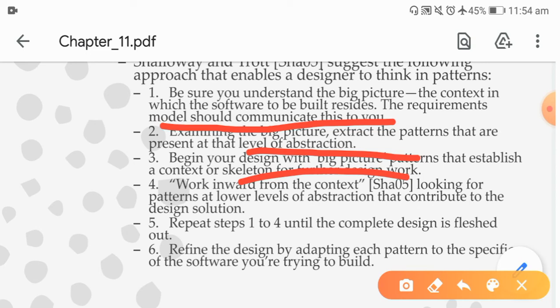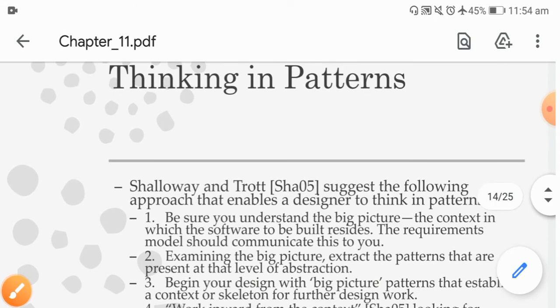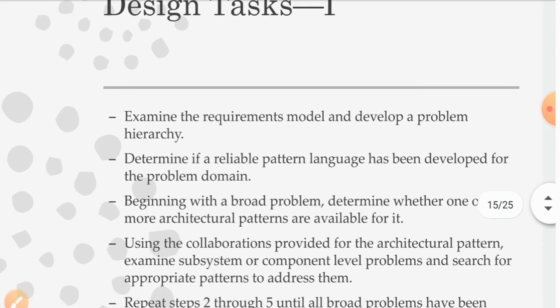Next one is work inward from the context, looking for patterns at lower levels of abstraction that contribute to the design solution. Repeat steps 1 to 4 until the complete design is fleshed out, and refine the design by adapting each pattern to the specifics of the software you are trying to build. So do all these tasks, or this thinking, before developing your pattern. So there are different design tasks. We will see that the first one is the design task: examine the requirements model and develop a problem hierarchy.